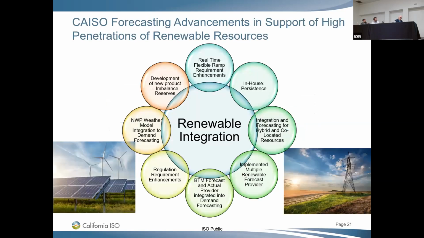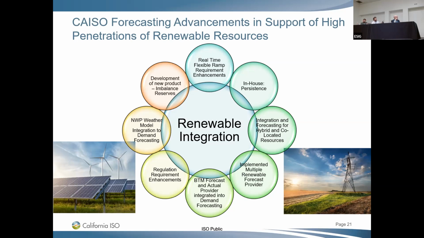And this is my last slide. This is just a suite of products that the ISO has been working on to advance the high penetration of renewable resources. I know we talked a little bit about some of these in this presentation, but one of them is we did bring in an in-house persistent forecast for our large scale wind, solar, and now co-located resources. That was done a few years ago. We've integrated forecasting for both hybrid and co-located resources.